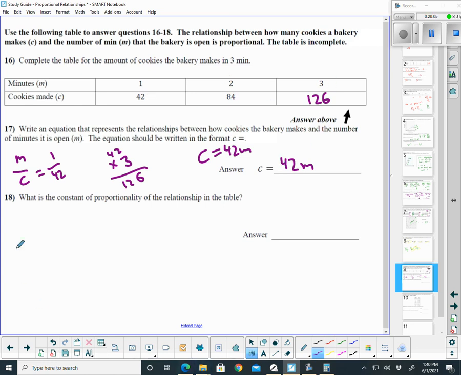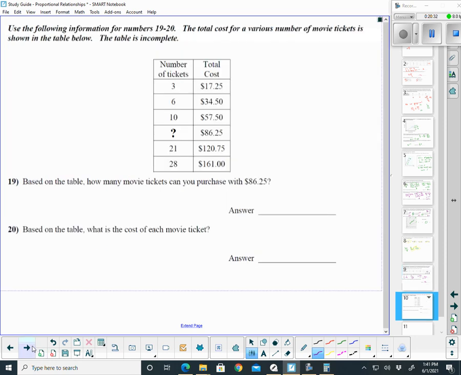There you go. What is the constant of proportionality in that table? Well, in the formula, you think of this almost as y equals r times x, where r is the constant of proportionality. When we solve for C, the number that's multiplying our other variable, which is M, is 42, so 42 is our constant of proportionality.